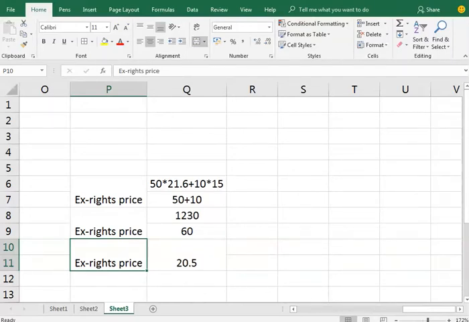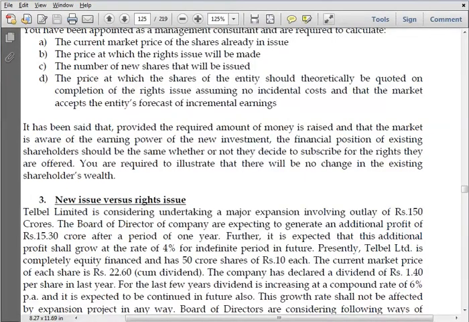Any doubts on this? Clear? Then we'll proceed to the next part.